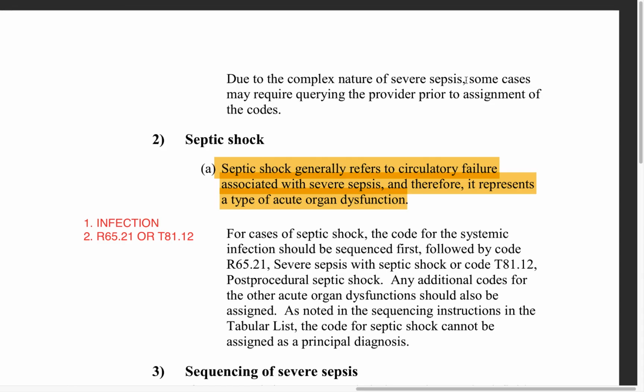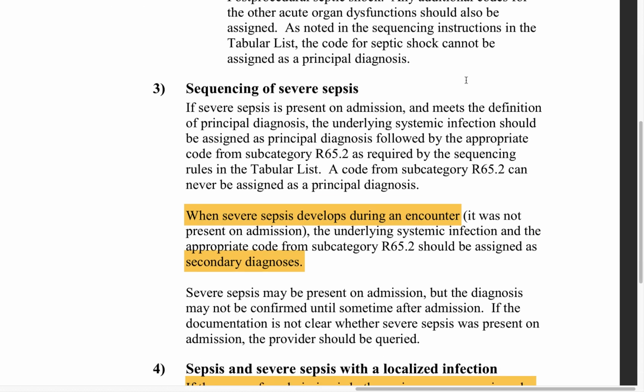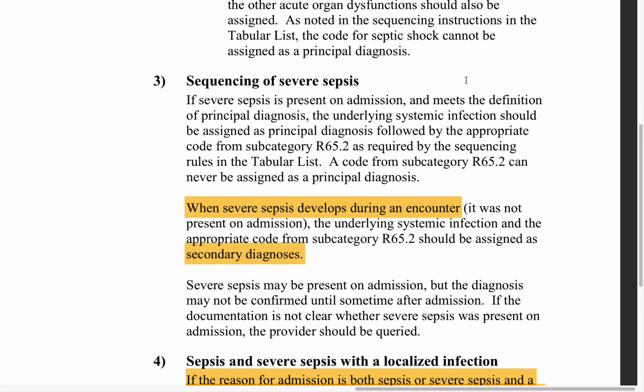Septic shock. Septic shock generally refers to circulatory failure associated with severe sepsis, and therefore it represents a type of acute organ dysfunction. For cases of septic shock, you will first code the infection, followed by R65.21 or T81.12. Sequencing of severe sepsis. When severe sepsis develops during an encounter and it was not present on admission, the underlying infection and the appropriate code from subcategory R65.2 should be assigned as secondary diagnoses. If severe sepsis is present on admission, it should be the principal first diagnosis.